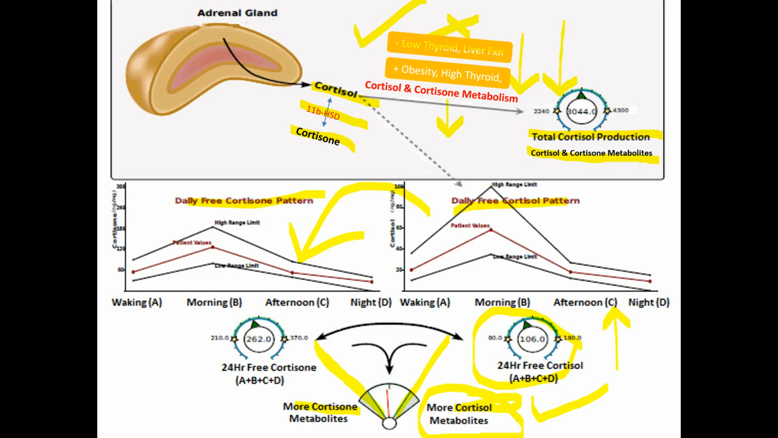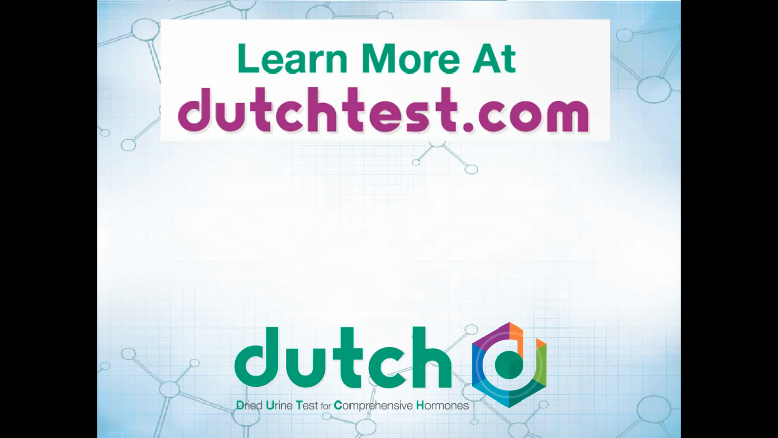So we want to piece the whole thing together for cortisol. Free cortisol over time, the total of production, and then any metabolic preference that there may be. So I hope that's been helpful.